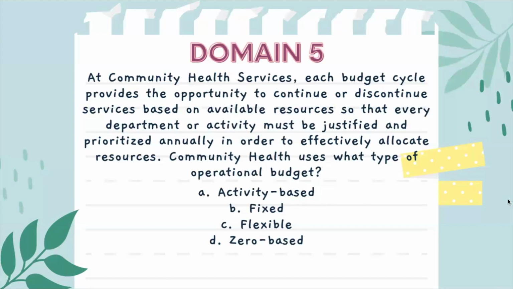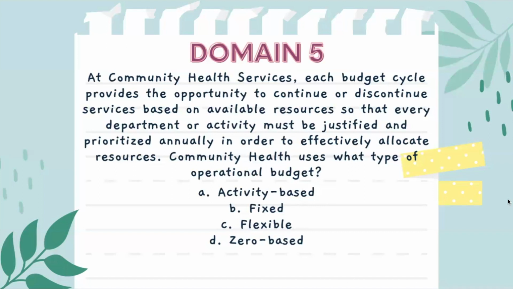So A, we have activity-based, right? So what is activity-based budgeting? What does that mean? So in activity-based budgeting, you are actually allocating resources based on activities performed. Okay, so that is how the budget is made. It's based on the activities that are being done within that department. Activity-based budgeting.